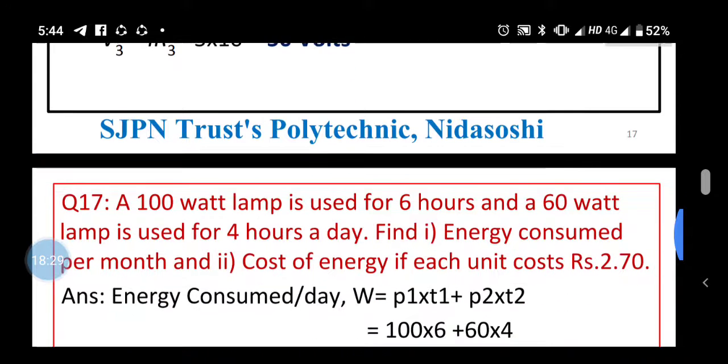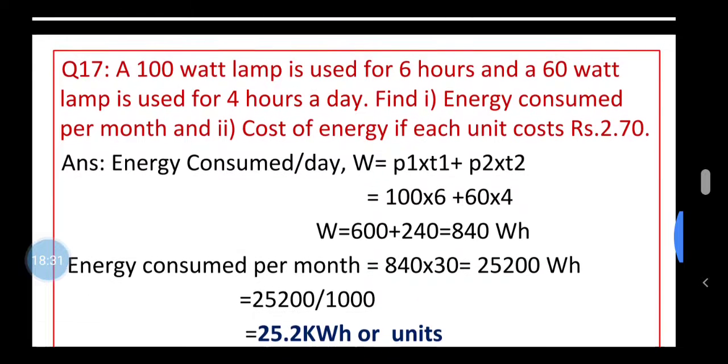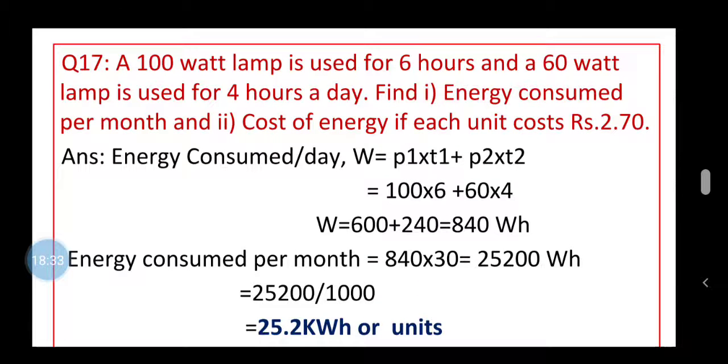Now let us come to a second question. It's a very important question. It is on power and energy. So the problem is like this. A 100 watt lamp is used for 6 hours and a 60 watt lamp is used for 4 hours a day. Find energy consumed per month and cost of the energy if each unit costs rupees 2.7. Now how do you calculate the energy consumed per day?